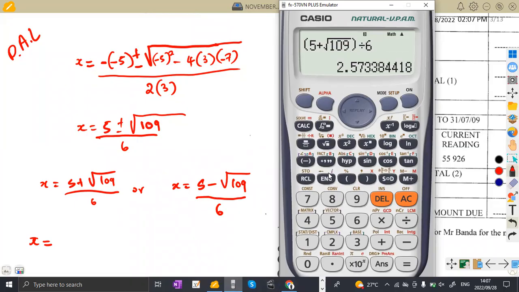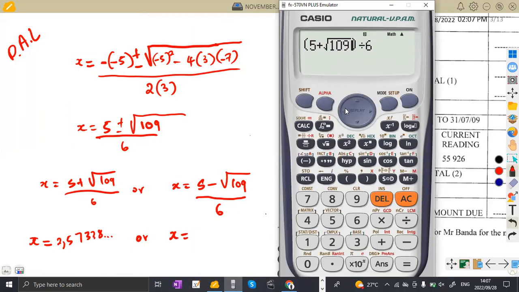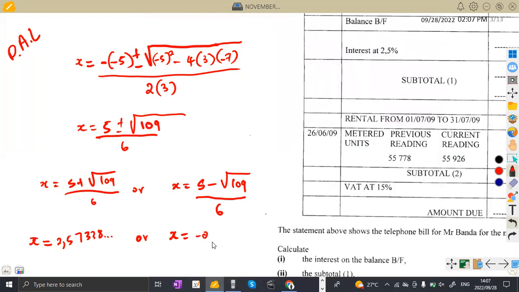So this is what you're going to get as a decimal, 2,57, something like that, 2,57338, up to the end. So what you need, write all the terms as they are up to the end. If we do this on the other part, what are you going to have? Just inserting a negative. So let us just change here, remove that and put a negative. You're going to have negative 0,906, something like that, up to the end.